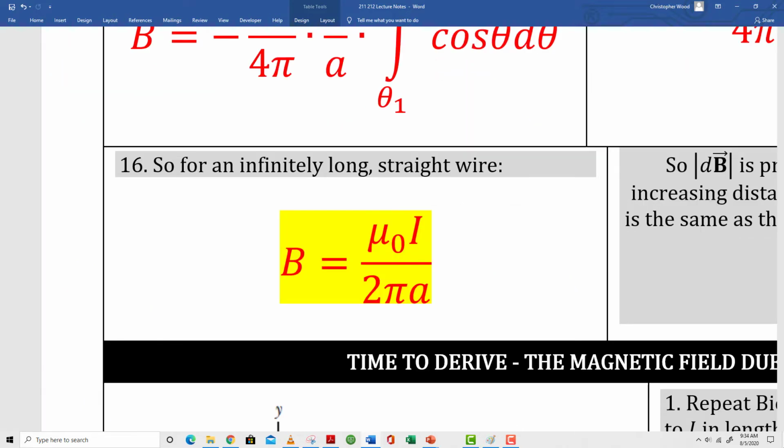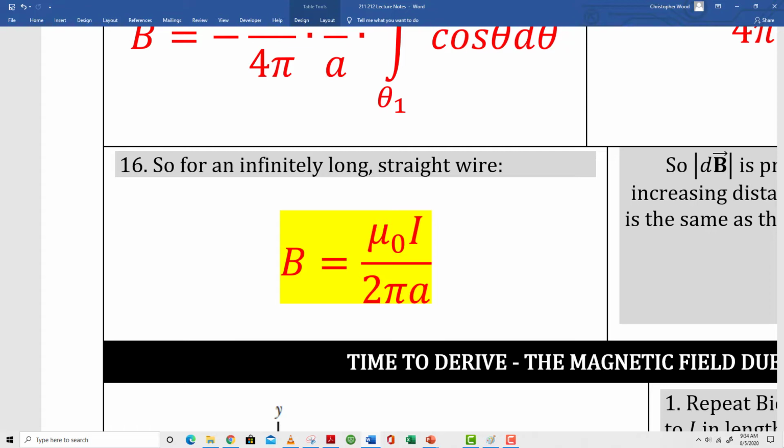The magnitude of the magnetic field produced by a current carrying straight line wire equals mu naught times I divided by 2 pi A. I is the source current being carried through this straight line conductor. A is the distance from that straight line conductor to the point you're interested in. That's where Probert is standing.